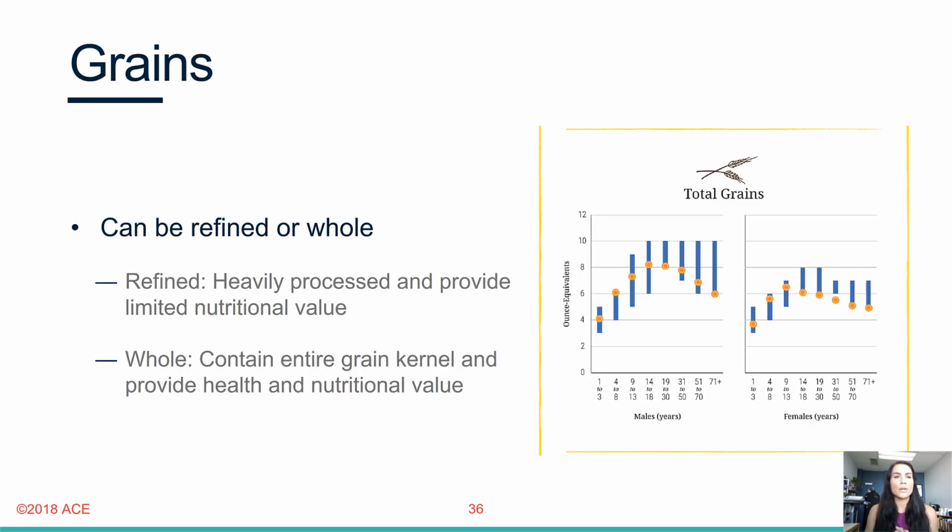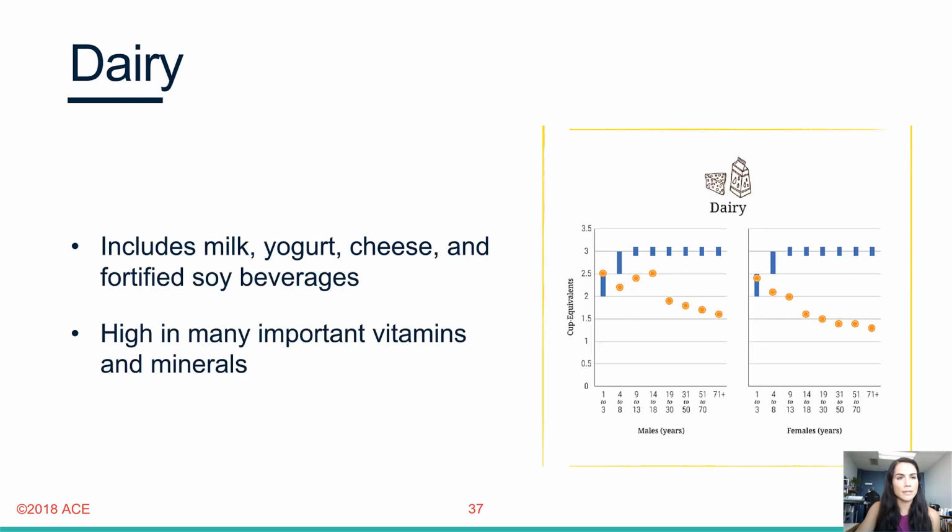Now, grains are also an important thing to include in our diet. They can be both refined or whole, where refined are heavily processed and they tend to not provide a lot of nutritional value. Whole grains are those that have the entire grain, the kernel, and it's going to provide a little bit more heart health and nutritional value. Again, you have this figure on the right, and you can see that we actually do a better job of consuming the amount of grains that we should be consuming throughout life. But as we get older, we tend to consume less grain. So that's something to be aware of, and that's across both males and females.